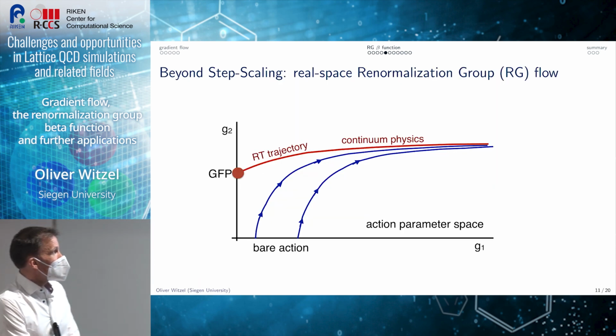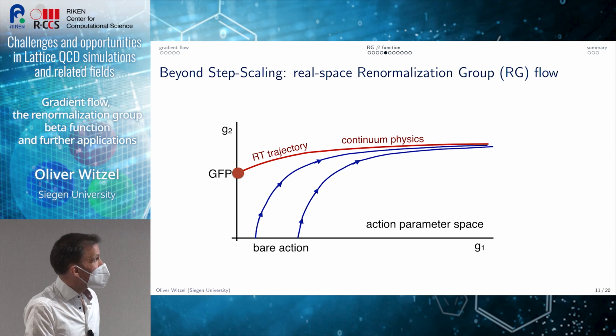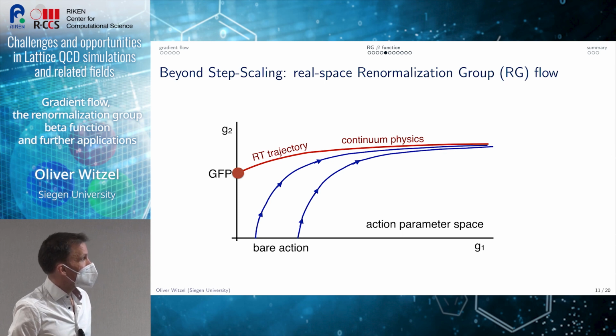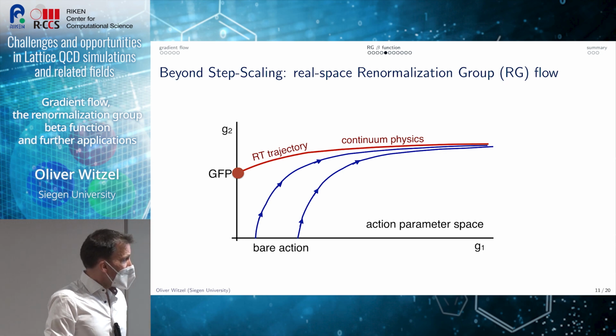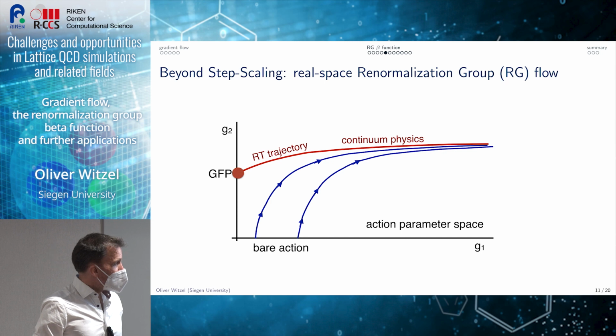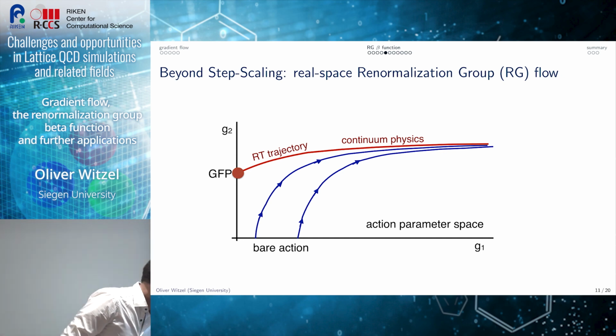Now, if you want to move beyond step scaling, there is basically the idea that the gradient flow can mimic a renormalization group, real space renormalization group transformation. So the idea is that we have different Bayer actions, and as we run the gradient flow, we are approaching the continuum physics on the renormalized trajectory, which originates from the Gaussian fixed point.